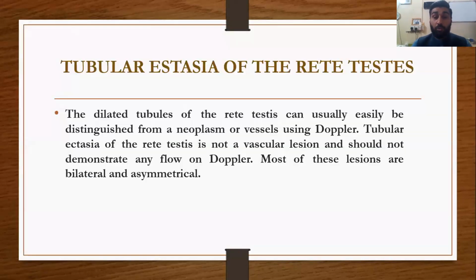Well, the next one is the tubular ectasia of the rete testis. The dilated tubules of the rete testis can easily be distinguished from a neoplasm or vessels using Doppler. Tubular ectasia of the rete testis is not a vascular lesion. Do remember, tubular ectasia is not a vascular lesion, and it should not demonstrate any flow on Doppler. Most of these lesions are bilateral and asymmetrical.